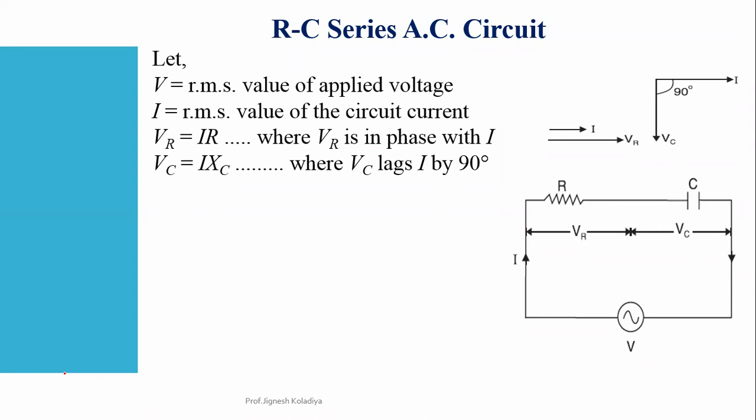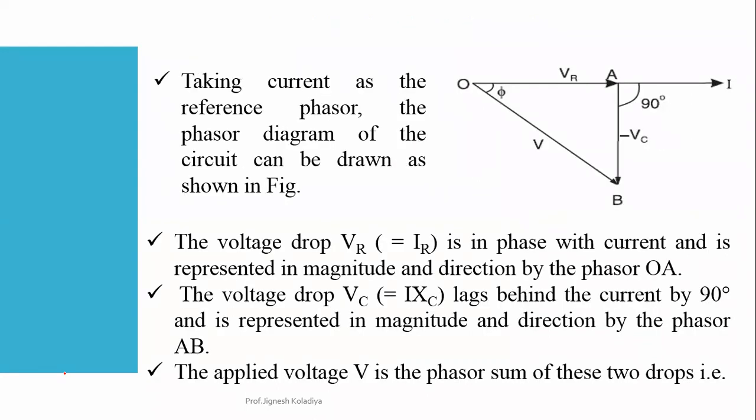Now you know the next step. We have to draw one voltage triangle by taking current as a reference. So here you can see I'm taking current as a reference. VR is in phase because it is the voltage drop across resistance, which is in phase with current, and VC is at an angle of 90 degrees, lagging with respect to current, and we know it is on the negative side, and that's why the minus sign is shown over here.